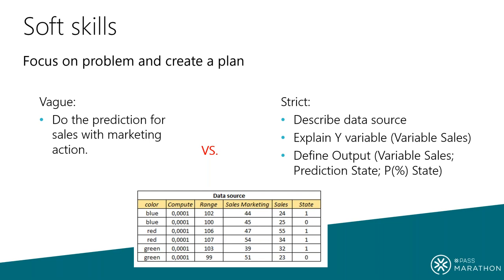having a great plan and focusing on the problem is a very important task. And you can see from the left versus the right-hand side which is which. I've seen people saying, "Yeah, do some prediction for sales or something," giving a very unstructured, very vague form of need for the client, versus people who describe the data source very strictly, which you can see in this example table, explaining what your input variables are, what your dependent or independent variable is, depending really on the algorithm you're choosing. And most importantly, defining your output.